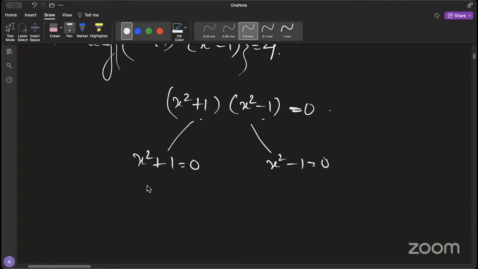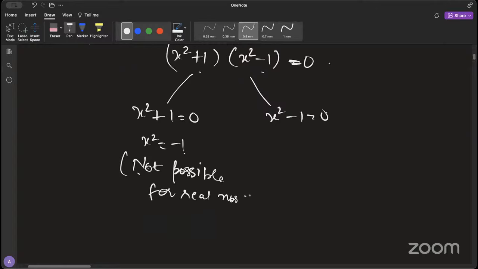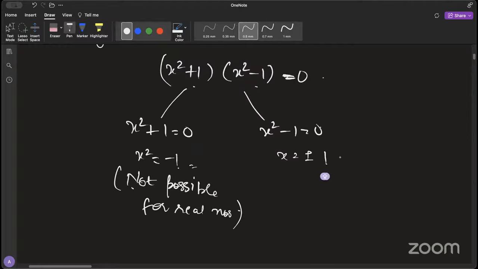Now this equation gives you x square equals minus 1, which is not satisfied by any real number, right? That means it does not have real roots. It doesn't mean it doesn't have roots. We'll come to this one later. Now coming to the other one, x will be plus minus 1. So you'll have two real roots from here, plus 1 and minus 1. But from the first factor, you don't get any real roots, which doesn't mean you don't get any roots from there.